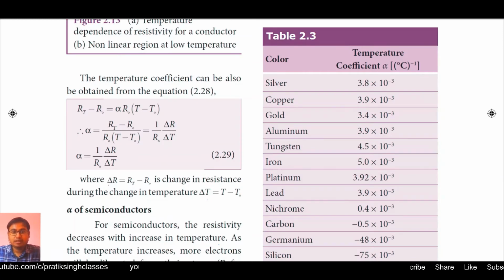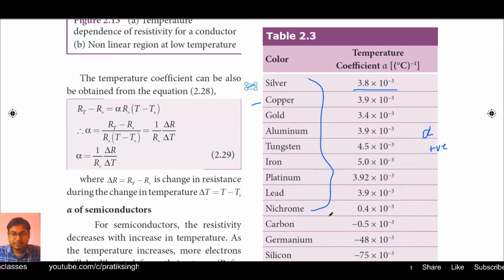In this table 2.3, you can see that for silver, the value of temperature coefficient alpha is 3.8 into 10 to the power minus 3 per degree Celsius. Likewise for copper, 3.9 into 10 to the power minus 3 per degree Celsius. From silver to nichrome, the alpha value is positive, which means these are conductors. For carbon, germanium, silicon, etc., alpha is negative, which means these are thermistors, or you can say these are semiconductors.